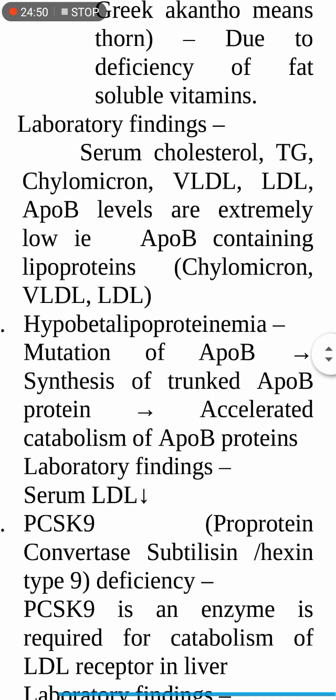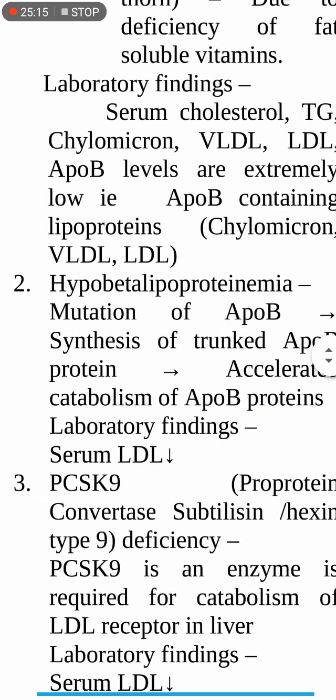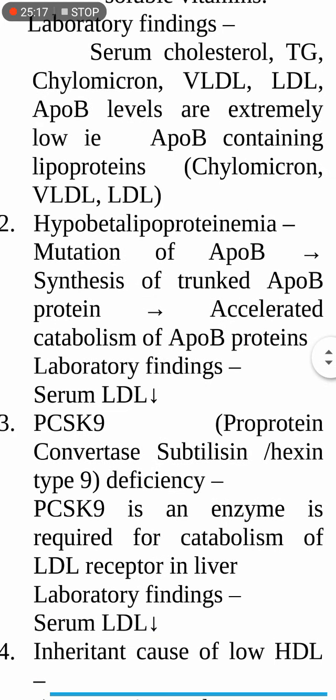Then hypobetalipoproteinemia. Hypobetalipoproteinemia is due to mutation of ApoB. So there is synthesis of truncated ApoB protein, and this leads to accelerated catabolism of ApoB protein. Laboratory finding is decreased serum LDL level.